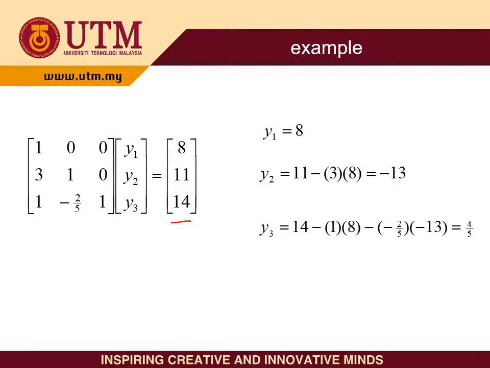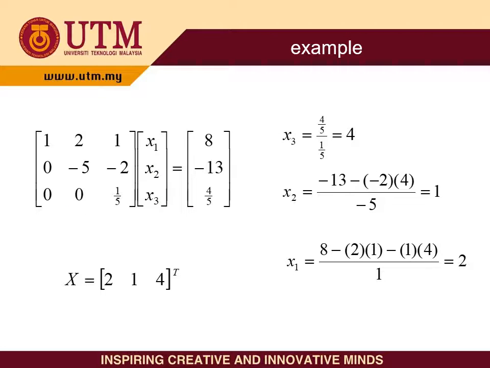Alright, for y1 is equal to 8. For y2, we got 11 minus 3 over 8, because y1 is 8, right? So this one is y1, 3 over 8, and we got -13. So basically this is over 8, this is over -13, and then if you move all over here, we have y3 is 4 over 5.